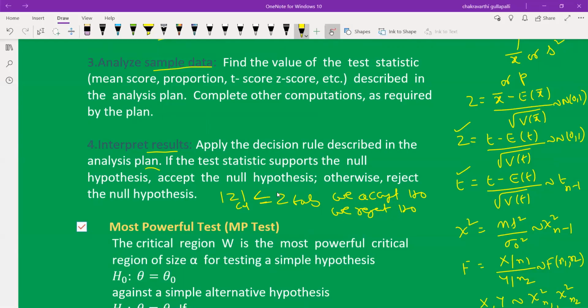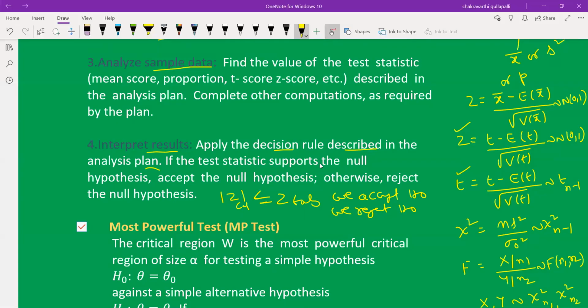Similarly, if mod t calculation is less than or equal to the t table value, we accept H naught, otherwise we reject H naught. Apply the decision rule described in the analysis plan. These are the decision rules. If the test statistic supports the null hypothesis, accept the null hypothesis. Otherwise, reject the null hypothesis.